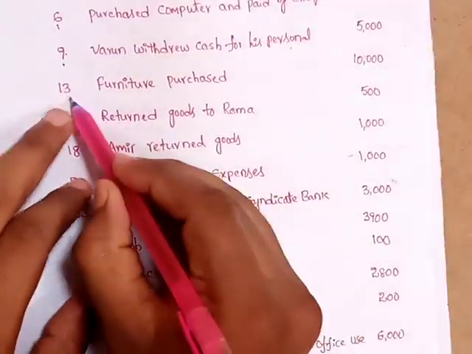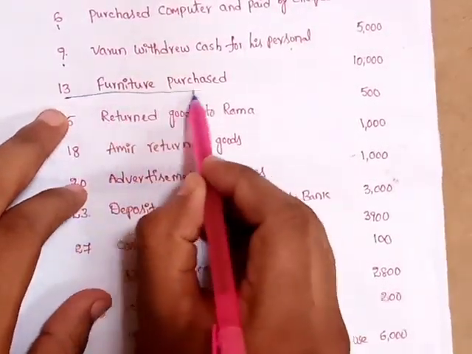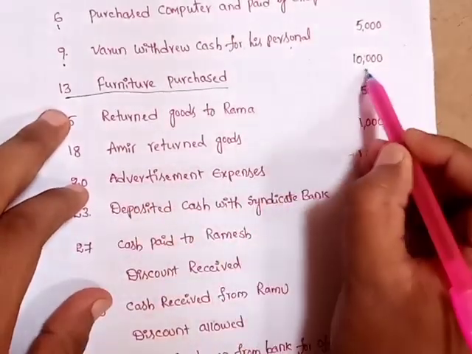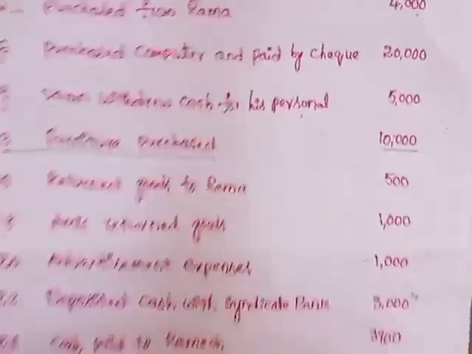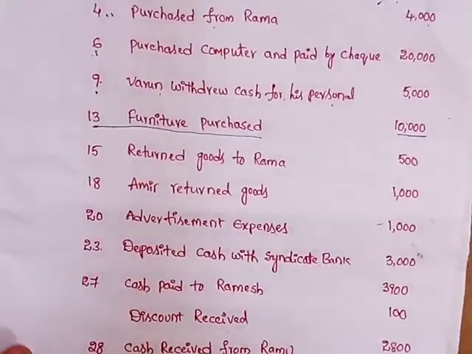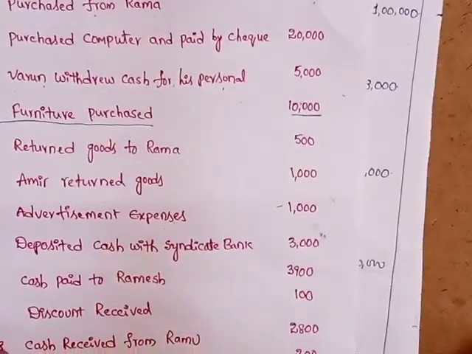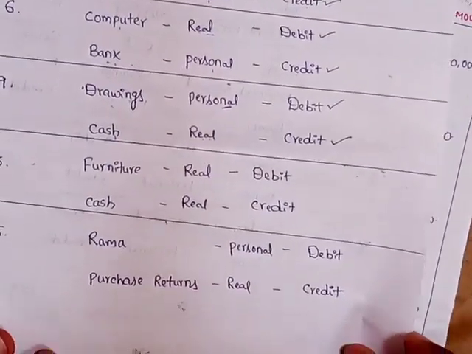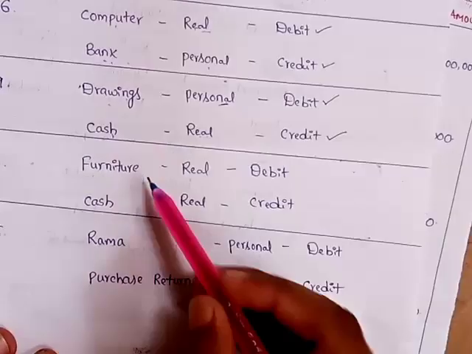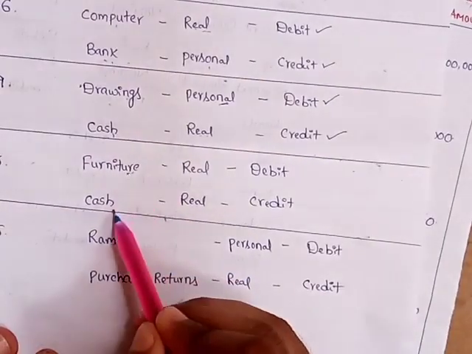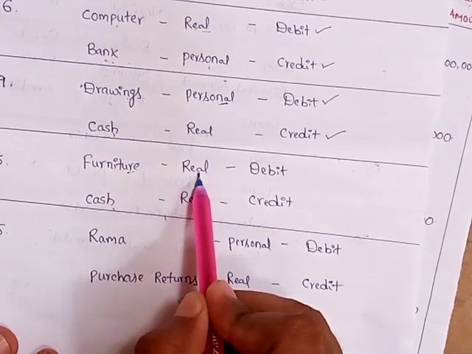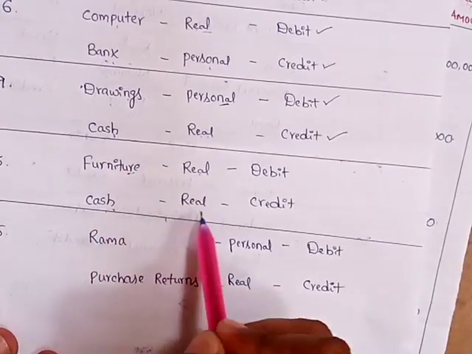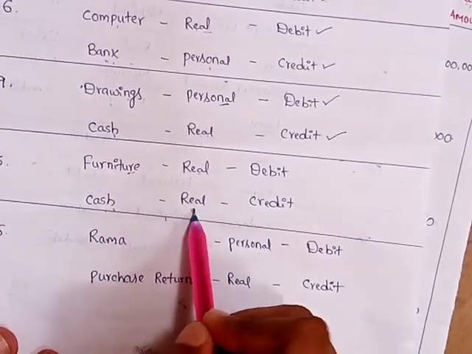13, furniture purchased 10,000. Furniture purchased 10,000. So in this transaction there are two aspects. One is furniture, second one is cash. Furniture is an asset, that's why it's a real account, and cash is also an asset, that's why it is also a real account. Both are real accounts.